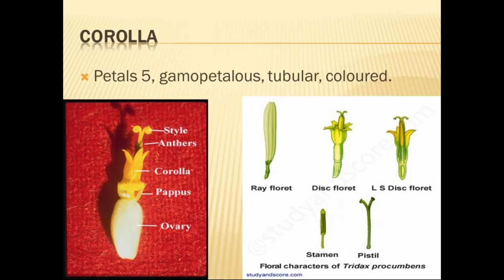Corolla: the petals are five, they are gamopetalous, as we can see in the left side photographs, how the corolla is there, how the calyx, that is the pappus-like structure, is developed from the calyx, and how the inferior ovary looks. They are tubular, gamopetalous, and variously colored, as the ray florets and disc florets are the same in color.